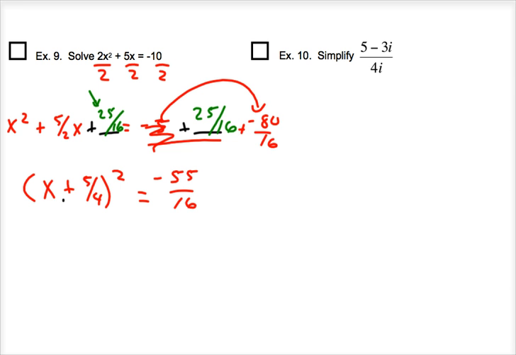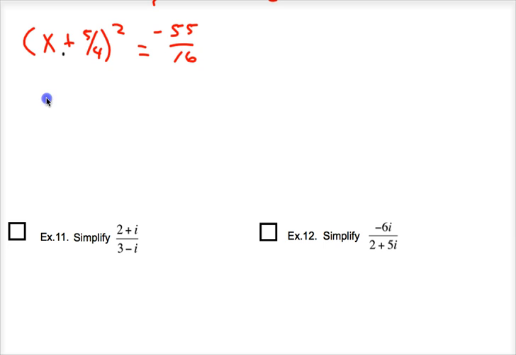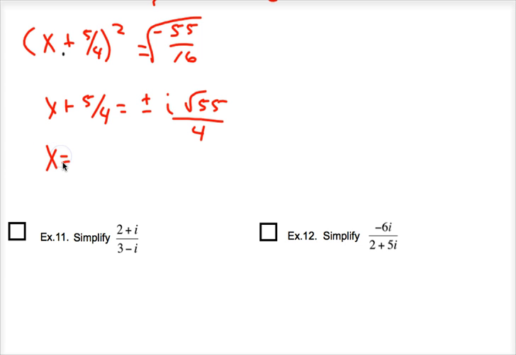At this point, I need to square root both sides, and if I do that, I get x plus 5/4 equals, plus or minus. There's a negative, so I need to put an i, square root 55 over, square root of 16 is just 4. Okay, so I square rooted this whole thing right here. And I square root of the 55, which I can't break down, but the square root of 16 is just 4. And then now I need to bring over the 5/4 by subtracting it.